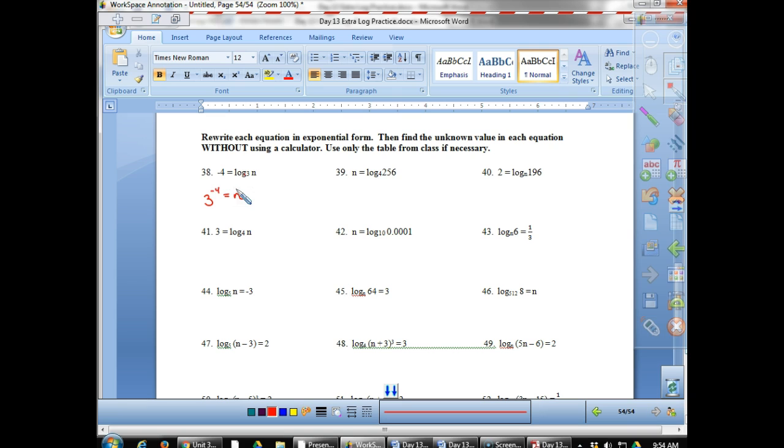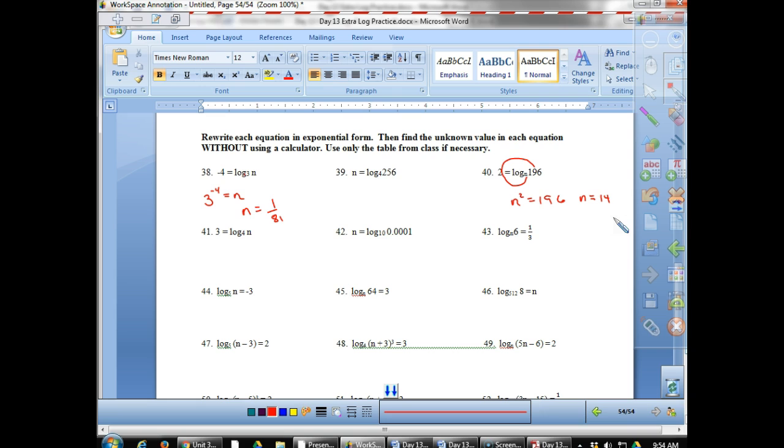So 3 to the negative 4 is equal to n. So here I'm just simplifying this left side. And remember that 3 to the 4th will be on your table, and that's just 81, but it has to be in the denominator. So it'll look like that, 1 over 81. Here we have n squared is 196. And I'm pretty sure that's on your table. You wouldn't be expected to just know that. That's not too bad, though. Y'all could remember that. That's just going to be 14, of course.